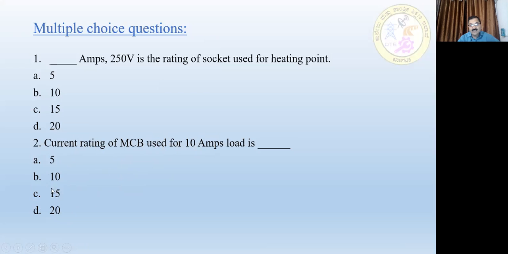So we have to select 15 ampere MCB for carrying 10 ampere load. So this, I think this completes this session.